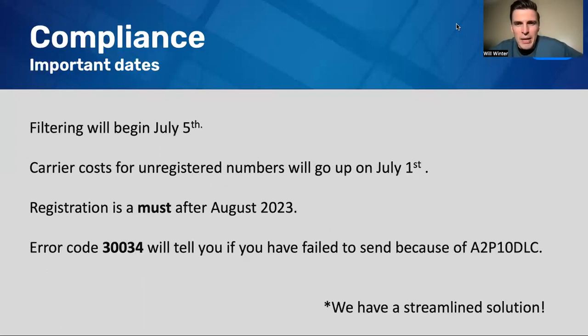A few important dates that are coming down the pipe. Maybe you're watching this after the fact, but this is something that is officially starting July 5th. On July 5th, you'll start to see a bit of a filtering start to gradually take place if you are not registered. Carrier costs are also going up just to incentivize and push people to register. So over the summer of 2023, you will see a little bit of an increased cost and decreased send rate if you are not registered. After August 2023, this is a hard deadline. If you are not registered, you just won't be able to send messages.